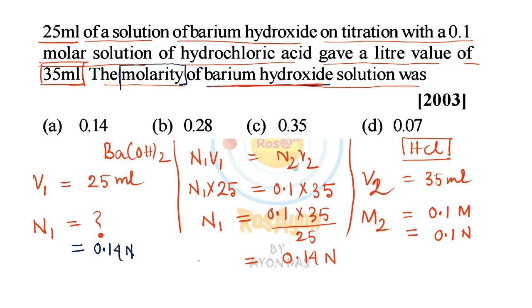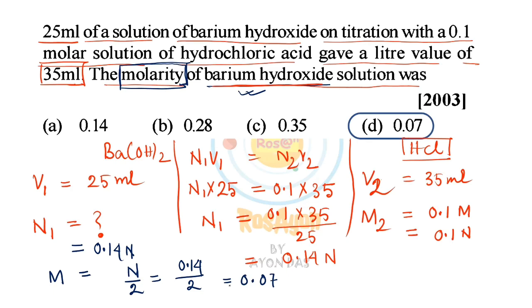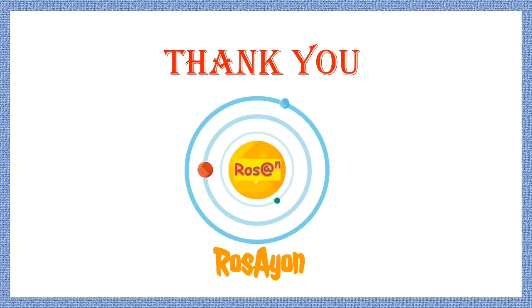Now you have to determine the concentration of barium hydroxide in molarity. You know barium hydroxide is a diacidic base. So here the molarity equals normality divided by 2, that equals 0.14 divided by 2, which is equal to 0.07. So the right answer is 0.07. So here I complete 10 questions.